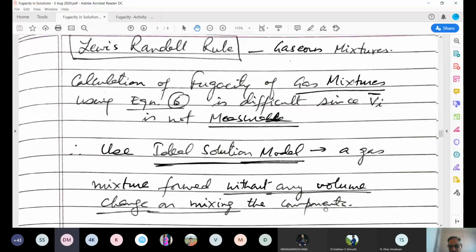सर वो अल्कोहल और वाटर का किया था. Alcohol water, right? So alcohol water का problem किया था. उसमें क्या देखा था हमने? What did we see? What was the conclusion? सर वो वॉल्यूम कम होता है. Volume कम होता है, right?